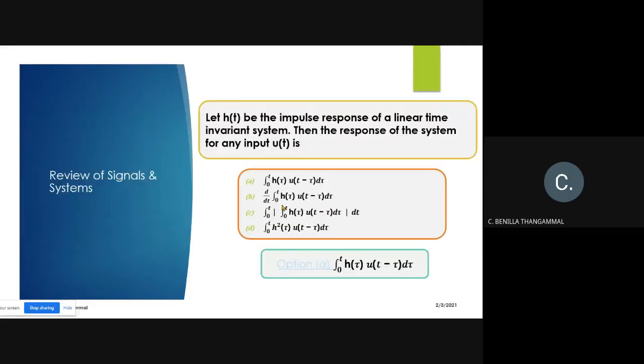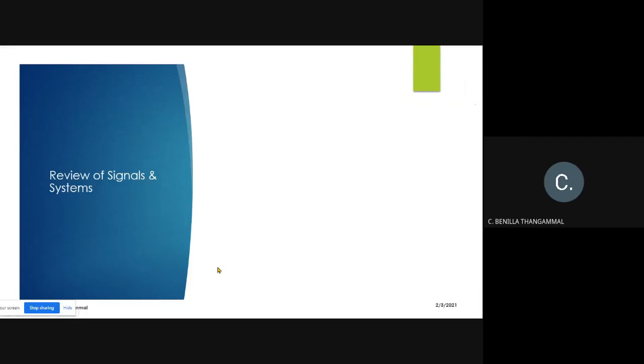They have given this in the options as option A. So option A is the integral from 0 to t of h of tau u of t minus tau d tau. Here there is no room for differentiation and integration. So probably it will be A or D, but here there is no square also. So it's going to be option A.